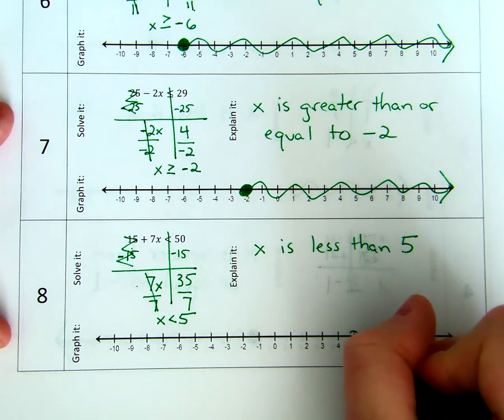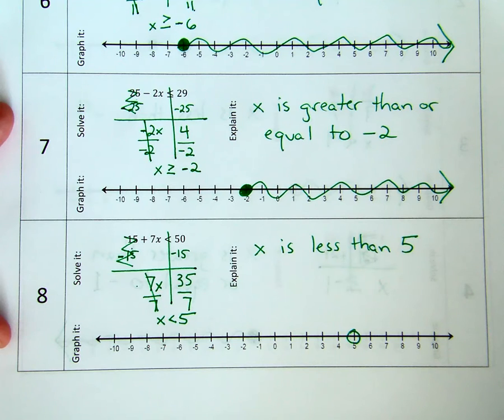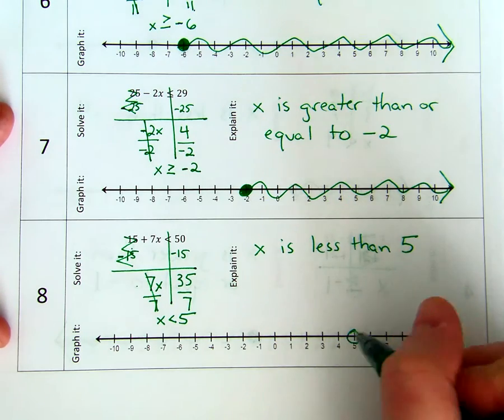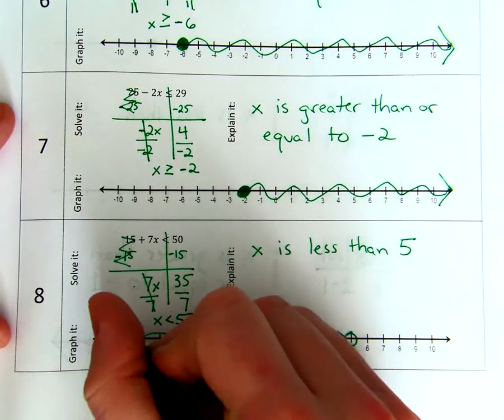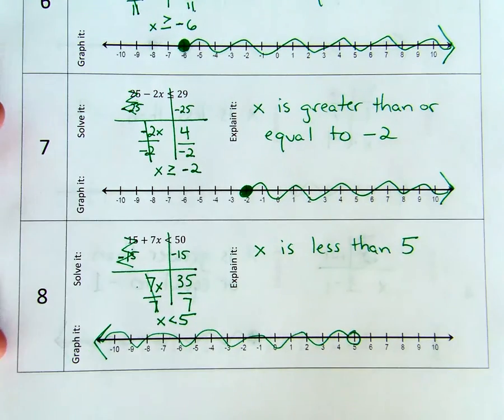To graph our answer, we circle 5, and this time x is less than 5, but it cannot be equal to 5. So we leave the circle open since our answer does not include 5. It does include any number that is less than 5. So we will color that way on the number line.